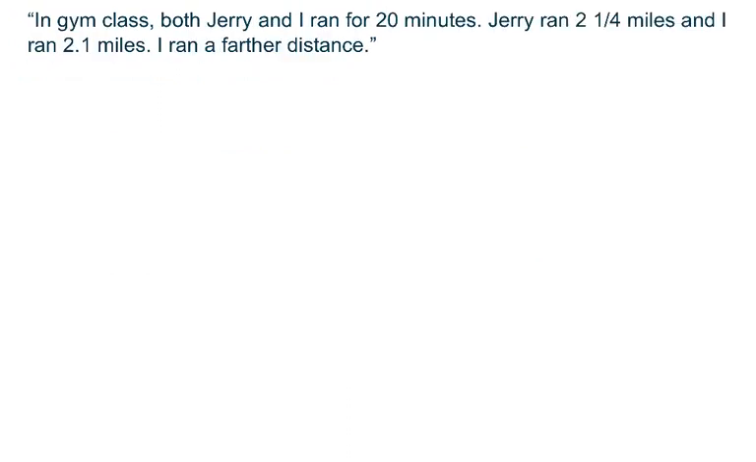In gym class, both Jerry and I ran for 20 minutes. Jerry ran 2 1/4 miles, and I ran 2.1 miles. I ran a farther distance. Well, one of these numbers is a mixed number, and one of them is a decimal, so let's change them both to decimals. So we know that 2.1 is going to stay the same, and 2 1/4 is equal to 2.25. Now we can plot them on a number line.